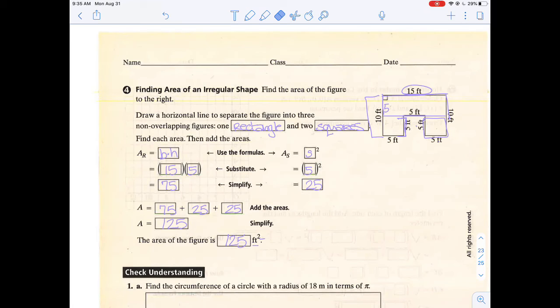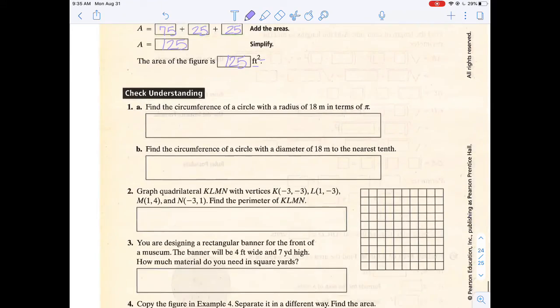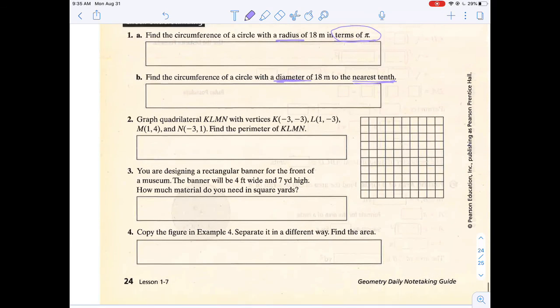Okay, now you're going to do the check for understanding problems, so let's take a look at those. Number 1, find the circumference of a circle with a radius of 18 meters in terms of pi. So don't multiply it all out, leave it in terms of pi. Remember, the formula is back on the first page of these notes. Find the circumference of a circle with a diameter, okay, this one was radius, this one's diameter, of 18 meters to the nearest tenth. So now you're actually going to have to multiply times pi.